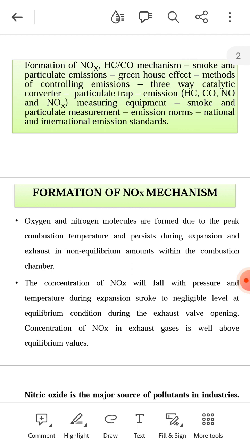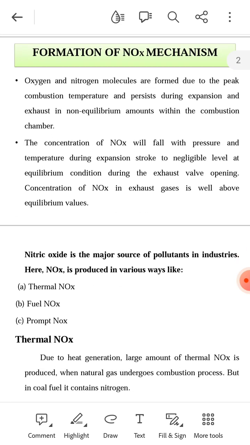nitrogen oxide mechanisms. Nitrogen and oxygen molecules react due to the peak combustion temperature and persist during expansion and exhaust in non-equilibrium amounts within the combustion chamber. The concentration of NOx would fall with the pressure and temperature during the expansion stroke to a negligible level at equilibrium conditions by the exhaust valve opening. Concentrations of NOx in exhaust gas are well above equilibrium values. Nitric oxide is a major source of pollution in industries.